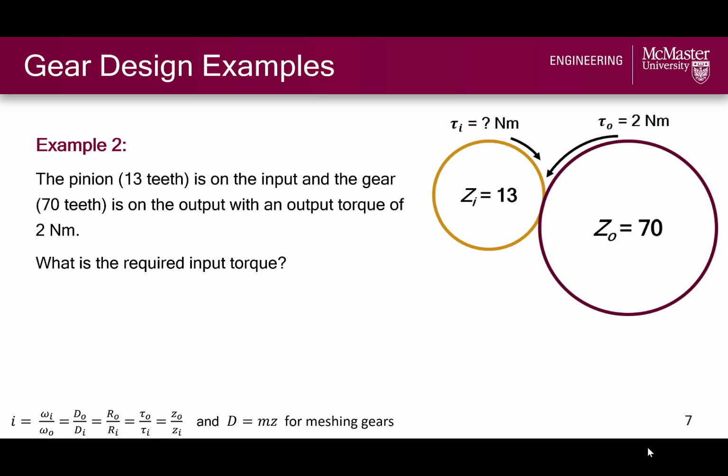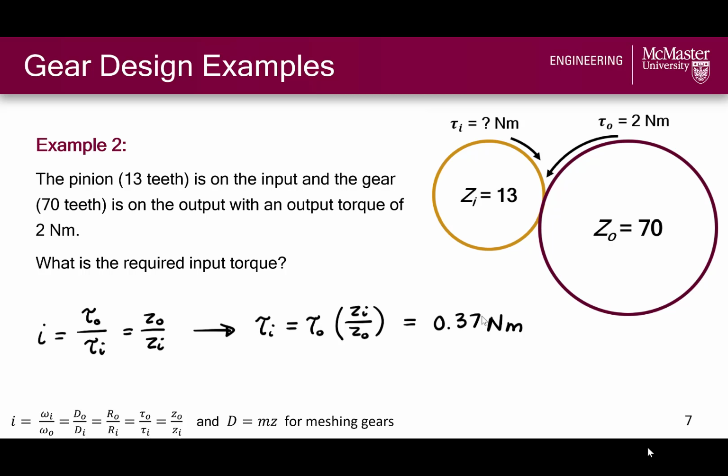Our second example is the same setup as the first, but now we know the desired output torque of 2 Newton meters, and we want to determine the required input torque for this gear set. As before, we will use our gear ratio equation, specifically I equals tau out over tau in, which is also equal to Z out over Z in, and we will rearrange for the input torque tau in. This gives us tau in equals tau out times Z in over Z out. And if we plug in our givens to solve, we end up with 0.37 Newton meters as our input torque.